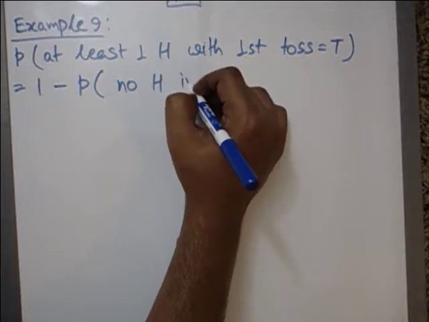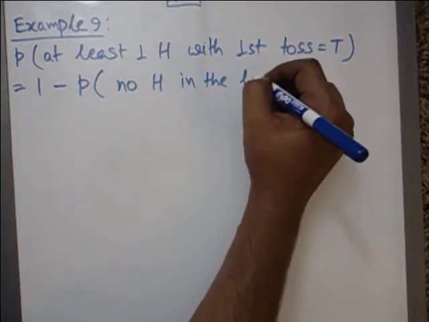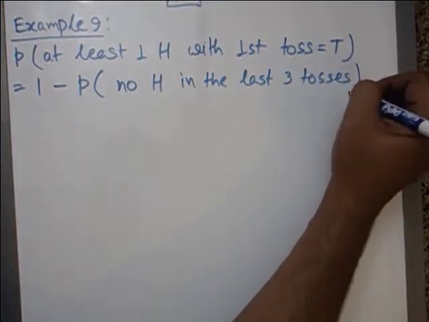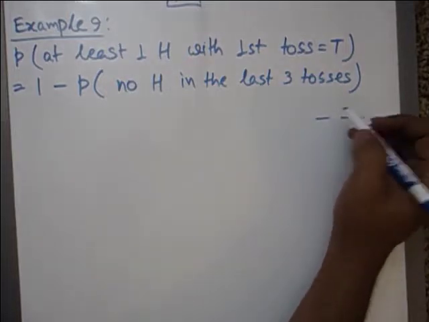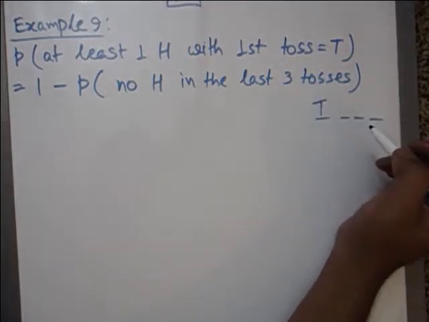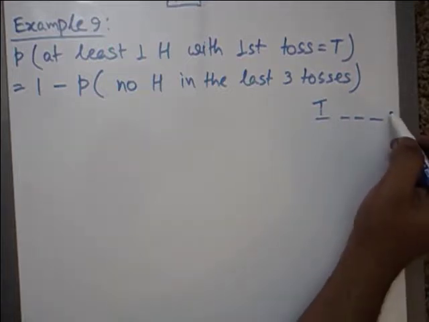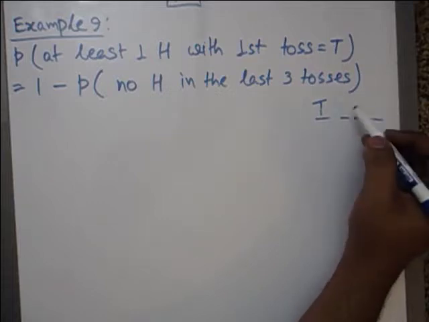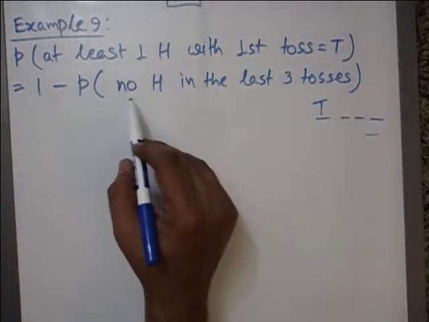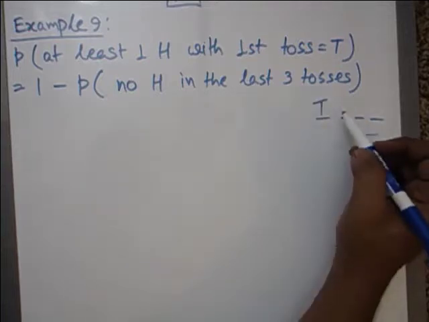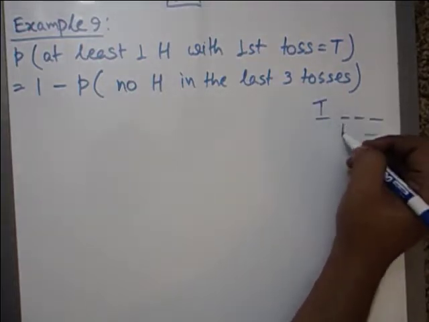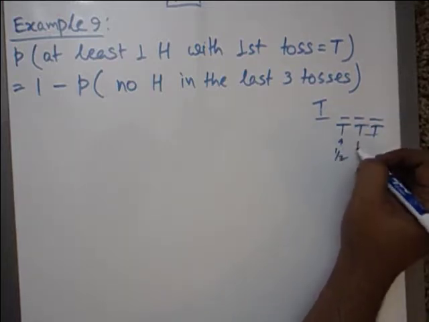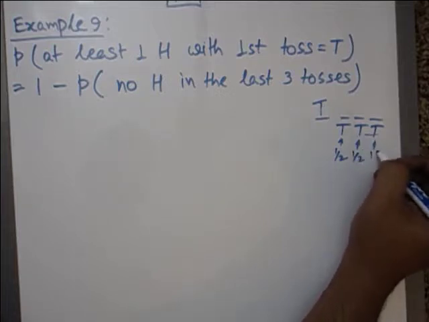No head in the last 3 tosses. Why is that? So there are 4 coin tosses. First one is already tail, and the original set was that here at least one head. Now the complement set says no head. So the complement set means tail, tail, tail. So this one is 1/2, this one is 1/2, this one is 1/2.